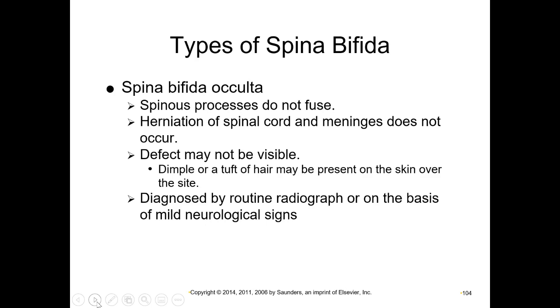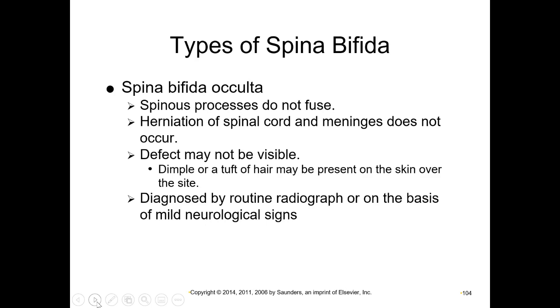There is something called spina bifida occulta. And you look at occult blood, and that just means you can't see it, but it tests and it shows up. This is the same way. The spinous processes don't fuse, but there's not a herniation of the spinal cord and meninges outside the body, so you may not know you have spina bifida occulta.